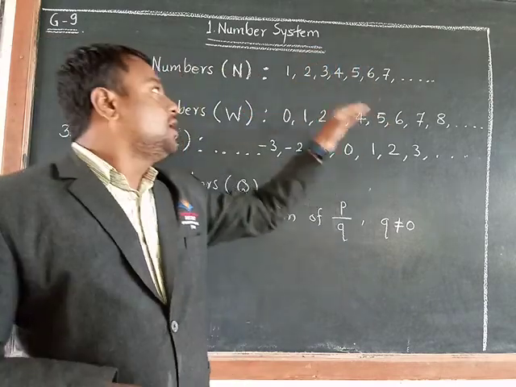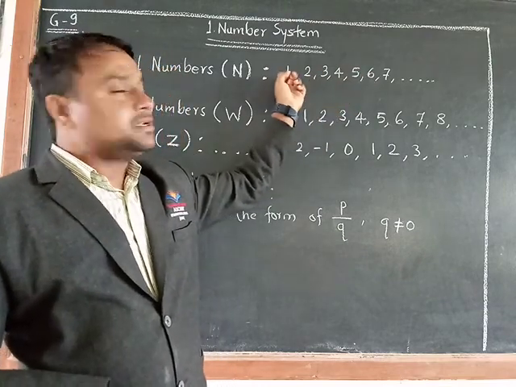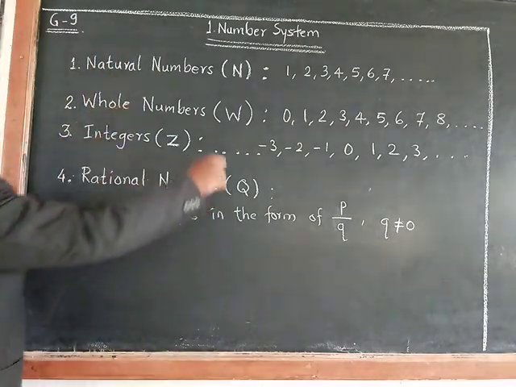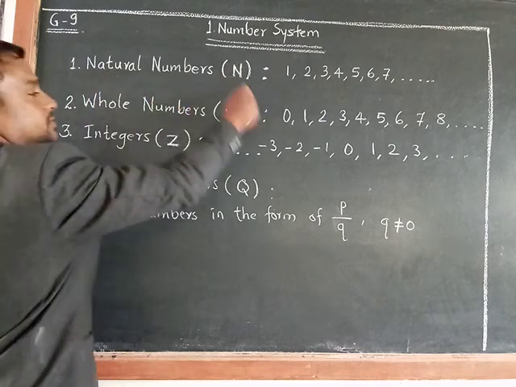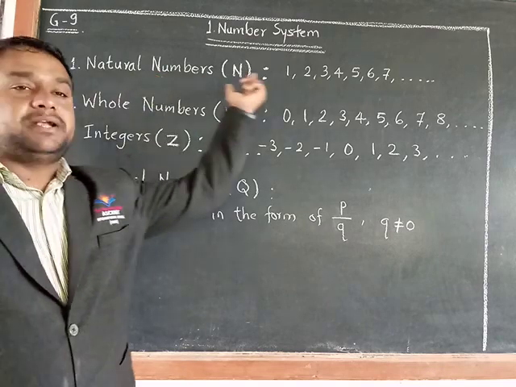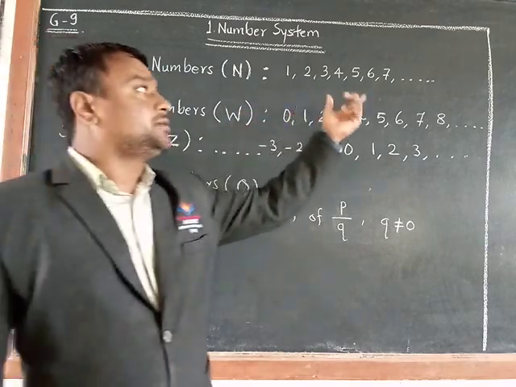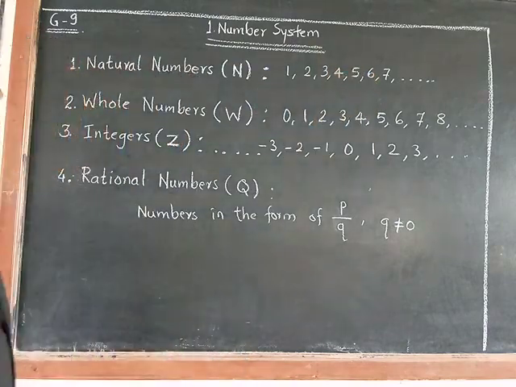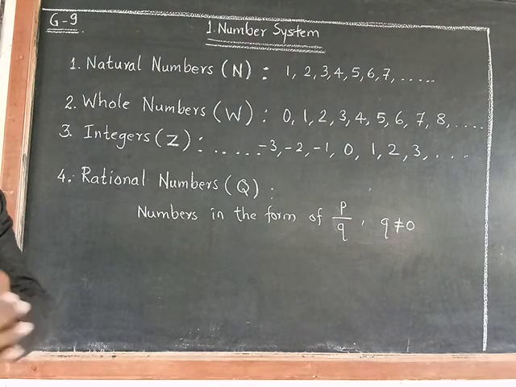and so on till infinity. All those numbers which are whole and complete are called natural numbers, and natural numbers are denoted with the symbol N. So it is a set of natural numbers which includes 1, 2, 3, 4, 5, 6, 7, 8 and so on.